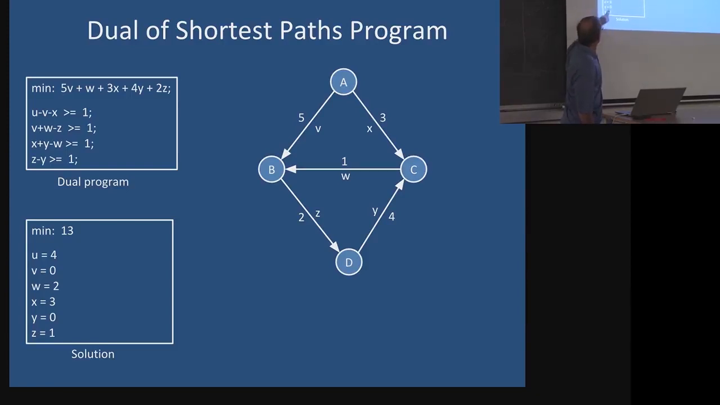Okay, let's look at it differently. Y here. This edge corresponds to y, and you see 4 times y shows up. How many times do we follow that edge right there in the shortest path tree? None. And so, yes, y is 0. Do we ever follow the edge from A to B? No. So v turned out to be 0.